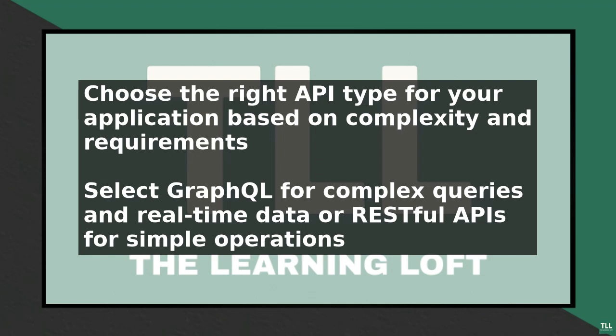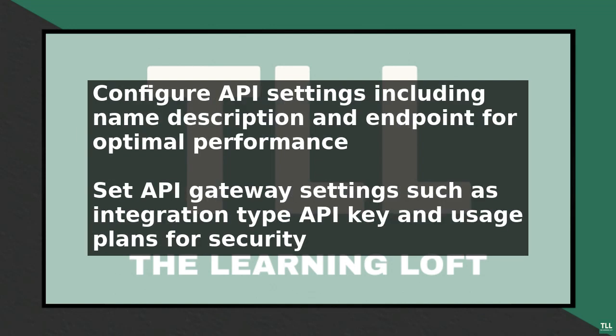To optimize the performance of your API, you need to use caching and caching invalidation. AWS Amplify provides a caching mechanism that stores frequently accessed data in memory. You can configure the cache timeout and cache invalidation settings to ensure that your API returns the latest data.